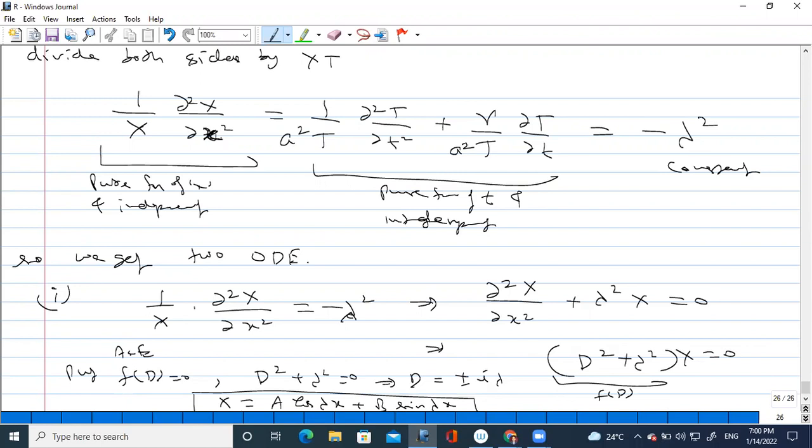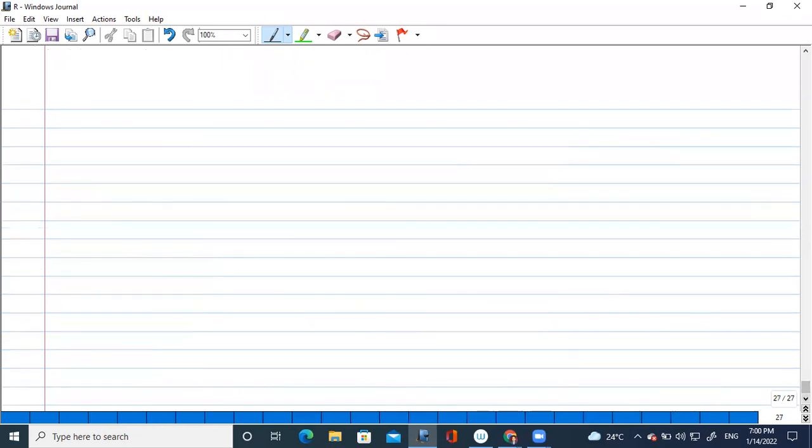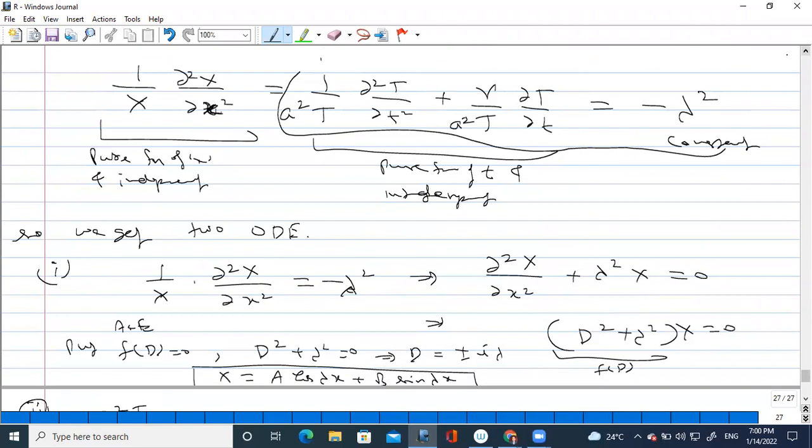Done, sir. Okay, so now what is my next step? Now I have to take the second equation. The second equation can be made by this portion with lambda square. So the second ODE will be del 2 t by del t square, and it is 1 by a square, see, it is 1 by t also and 1 by a square also. This a square t, and from here also a square t, that will be multiplied with lambda square.